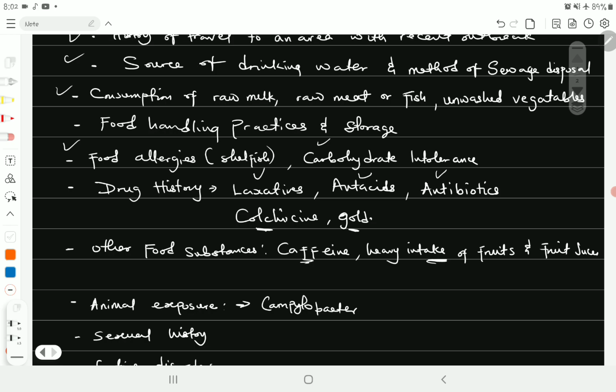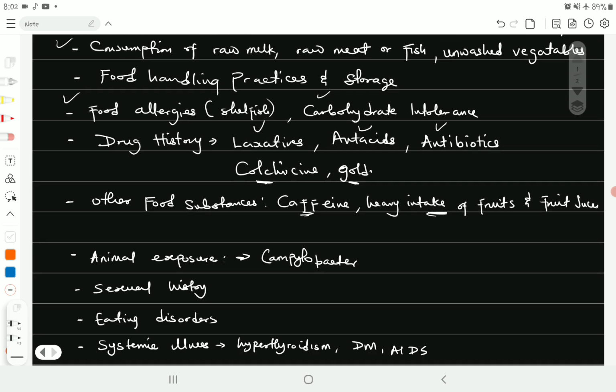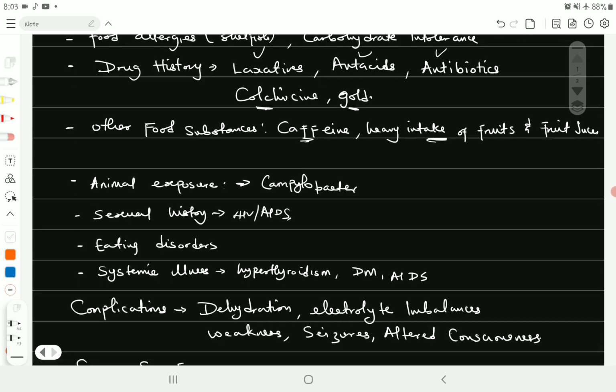Then sexual history. We ask about sexual history because of HIV/AIDS infection. One of the manifestations of HIV is unexplained watery diarrhea. Are you getting it? Also, you need to ask about eating disorders. Some persons might have an eating disorder such that after eating they just go and use laxatives. You also need to ask.